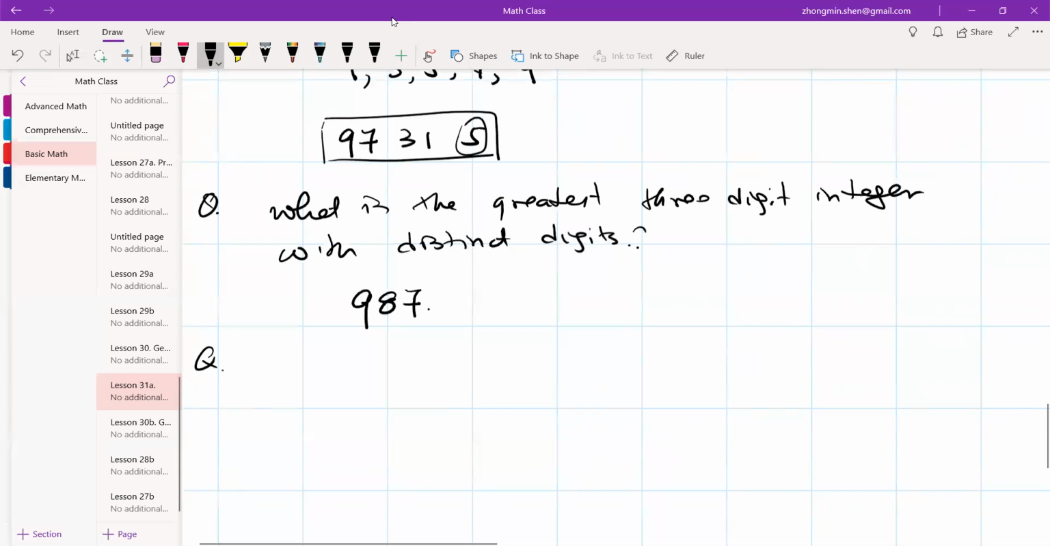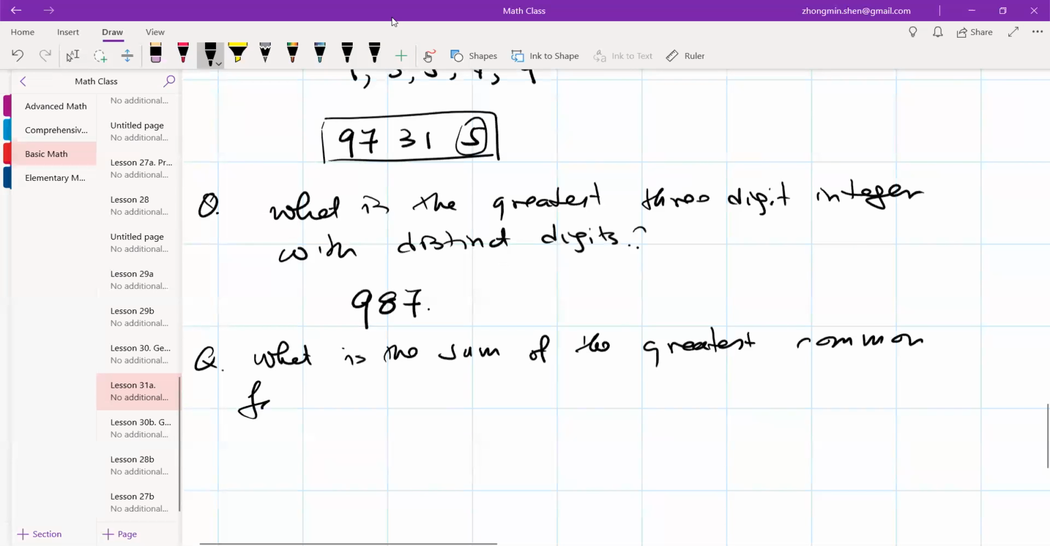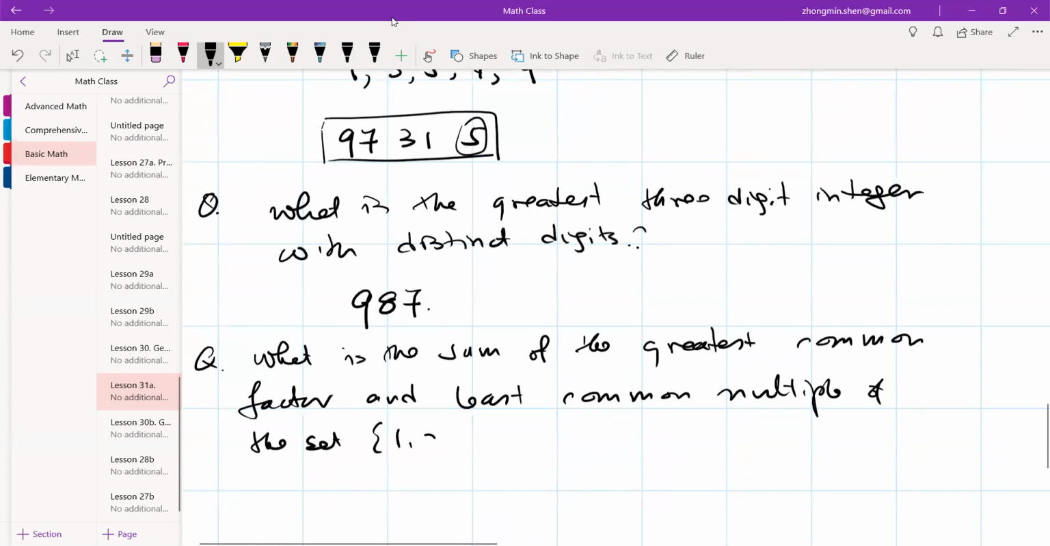All right, so my next question is, we have to understand what is the least common multiple and what is the greatest common factor. So here's a question. What is the sum of the greatest common factor and least common multiple of the set 1, 2, 3, 4, and 5?